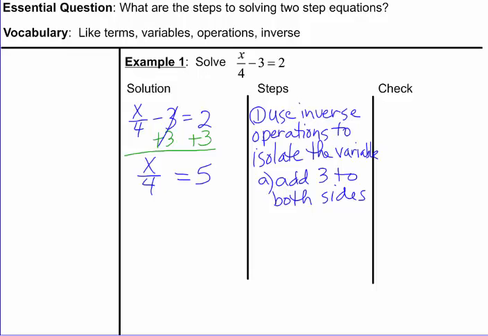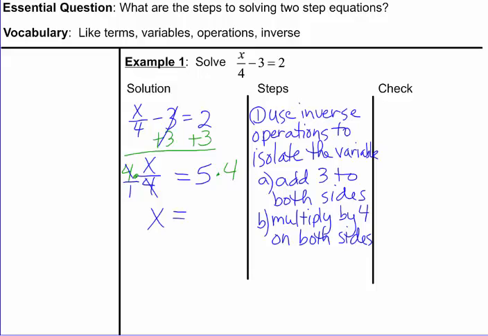Now we have x divided by 4. So what's the inverse of divide? The opposite of dividing would be multiply. So we're going to multiply by 4 on both sides. Whatever you do to one side of the equation, you have to do to the other side. So multiply by 4, multiply by 4. Over here we have a 4 on top and a 4 on bottom, so 4 over 4 is equal to 1. So that's 1x equals 5 times 4, which is 20.